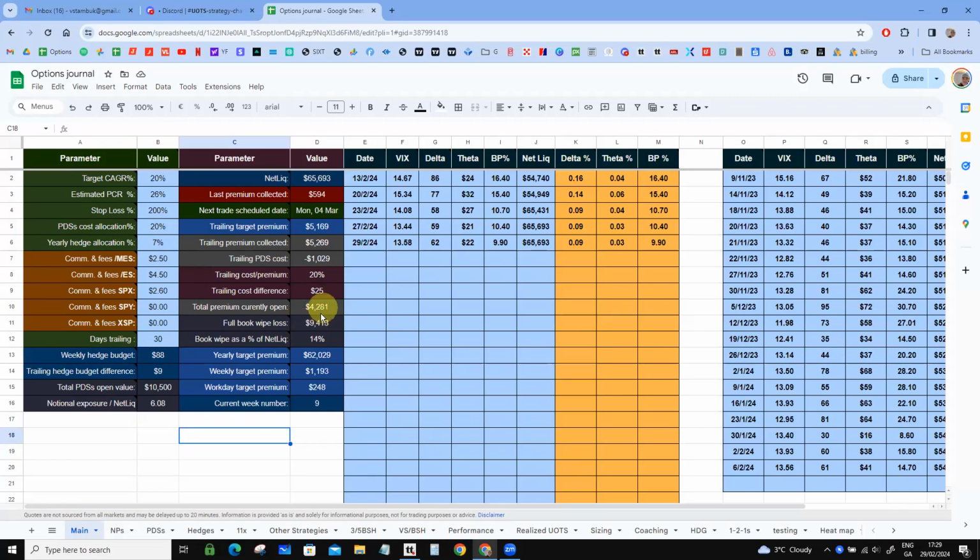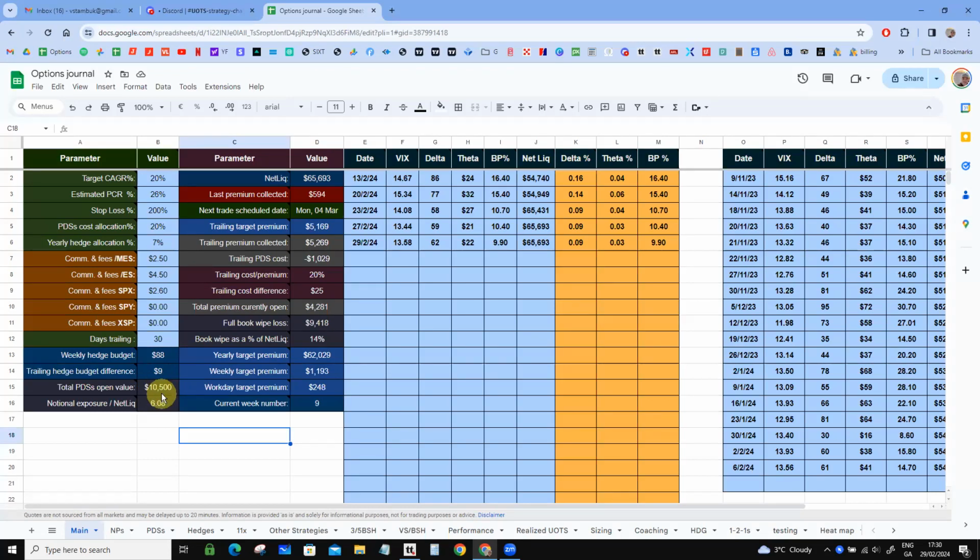We currently have 42.81 in open premium, and remember, this open premium is important because that's a measure of how much we have at risk, because we are getting out at 2 times this. So that would be right here. Full book wipe loss would be at 94 before any protection, and that represents around 14% of our net liq. And then we have 10,500 in open PDS value.